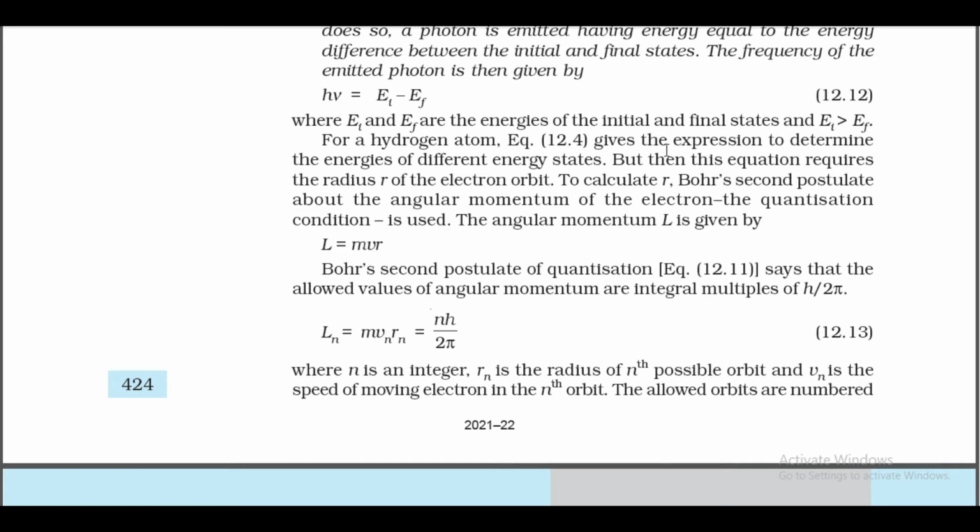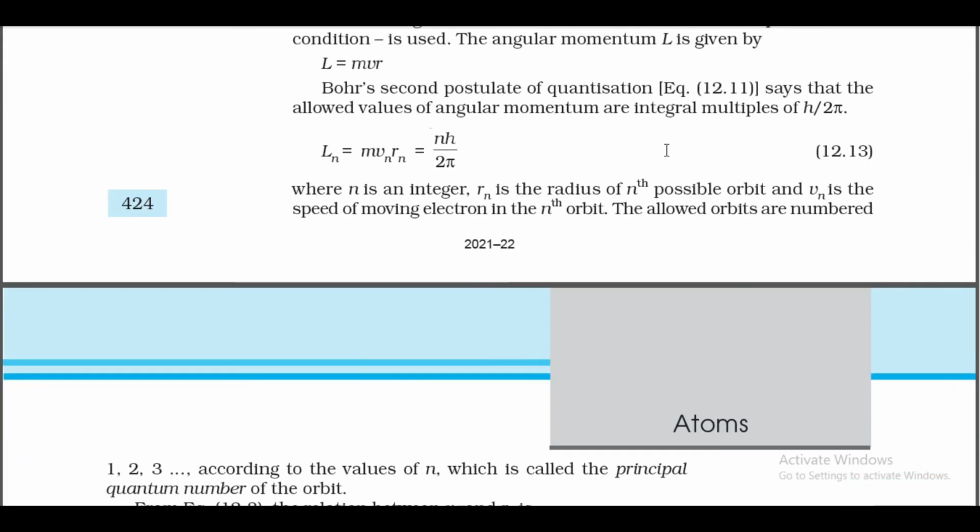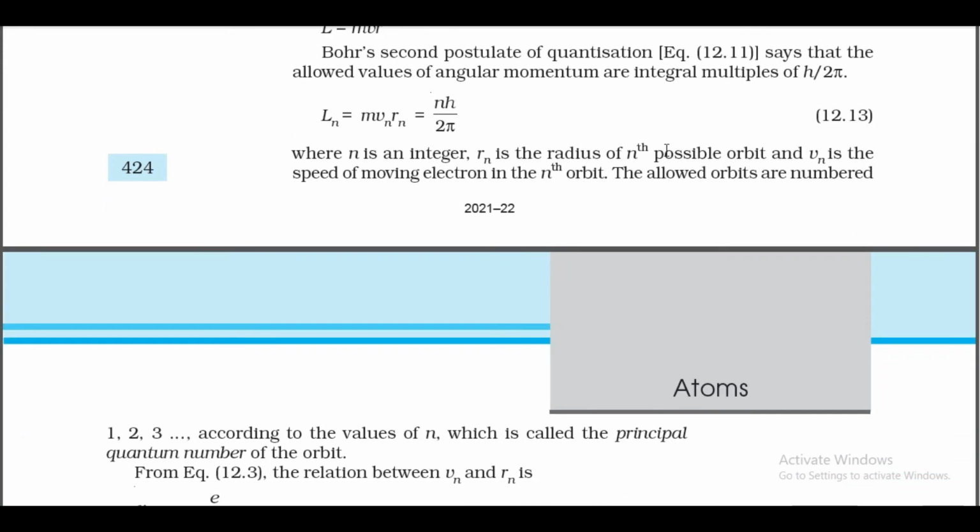Ln is equal to mvn rn is equal to nh by 2π, where n is an integer, rn is the radius of the nth possible orbit, and vn is the speed of the moving electron in the nth orbit. The allowed orbits are numbered 1, 2, 3 and so on according to the values of n, which is called the principal quantum number of the orbit.